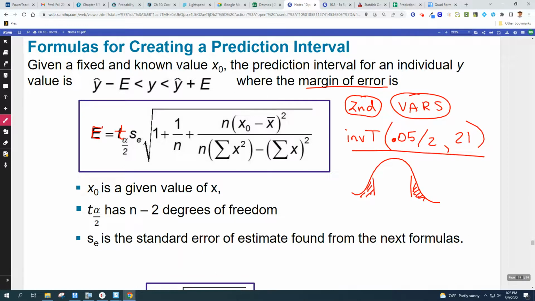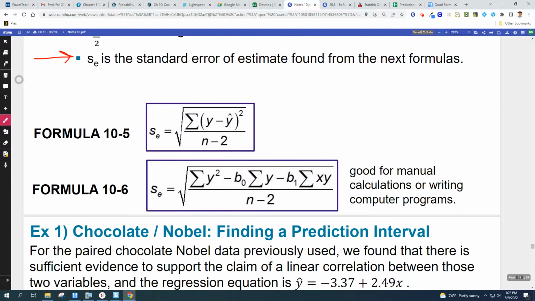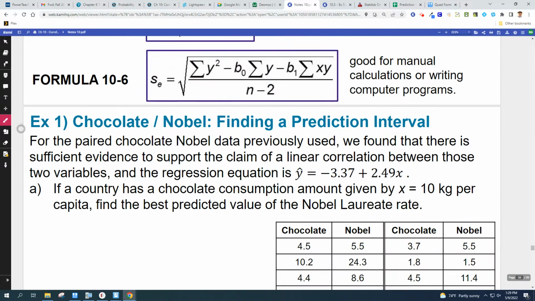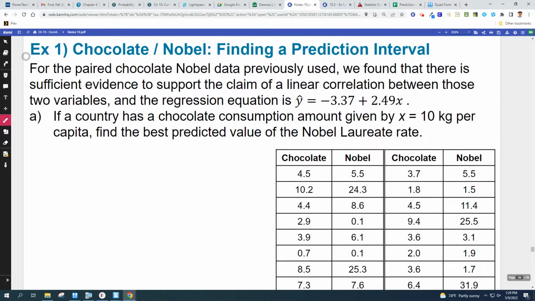I think it's going to be easier, honestly, if you just use the spreadsheet. x0 is going to be some value of x that is given to you in the problem. Here's your t value I showed you over there to the right. SE is the standard error of estimate, and you can find SE with one of these two formulas. Now again, that's really complicated. If you had to do that by hand, that would be kind of tough, I think. I think it's just going to be easier to look at our spreadsheet. I've got all of this stuff built in. We'll see it when we get there.